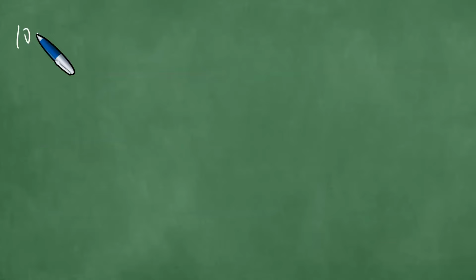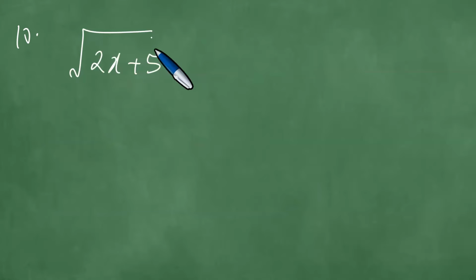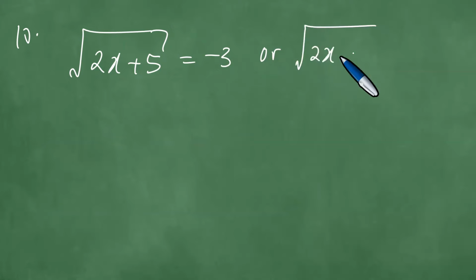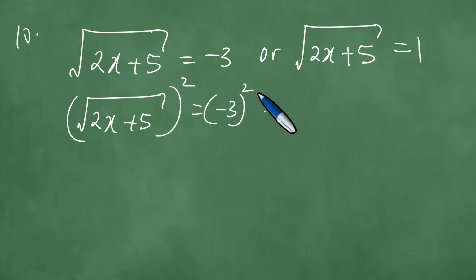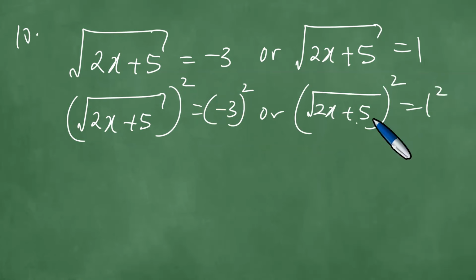So number 10, you have the square root of 2x plus 5 equals minus 3, or the square root of 2x plus 5 equals 1. And therefore, you have 2x plus 5, and you square the left, and you square the right.